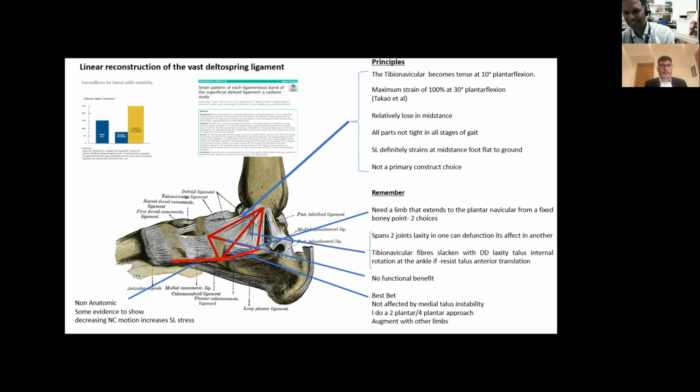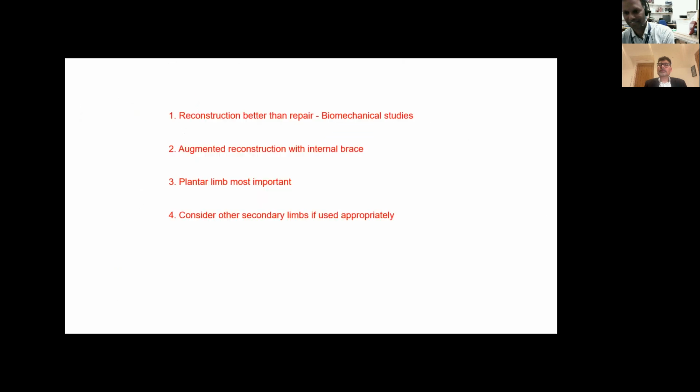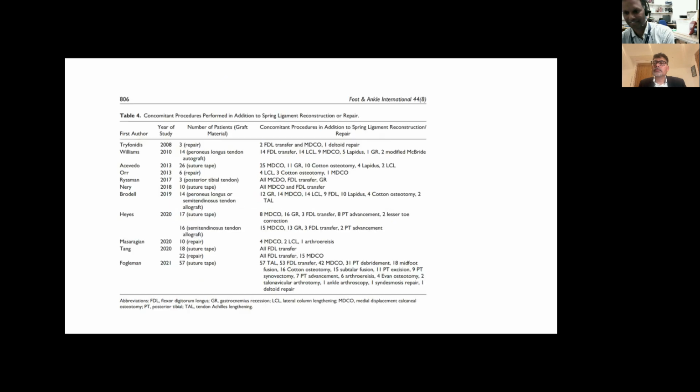I have reservations about doing this, and the reason is that there's a lot of studies now showing, particularly using finite element modeling, that if you decrease the navicular cuneiform motion, you massively increase strain across the spring ligament. And therefore, I think reconstruct is better than repair. Augmented reconstruction is better, and the plantar rim is the most important.